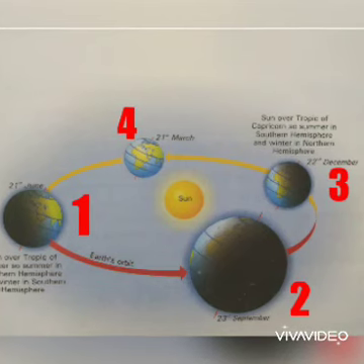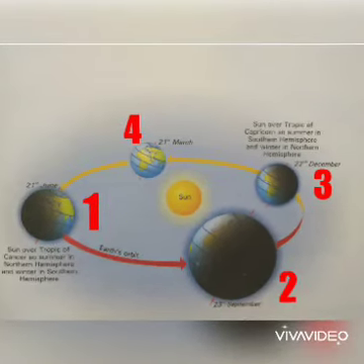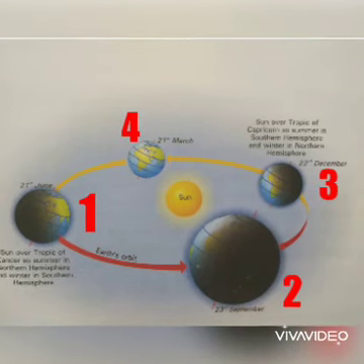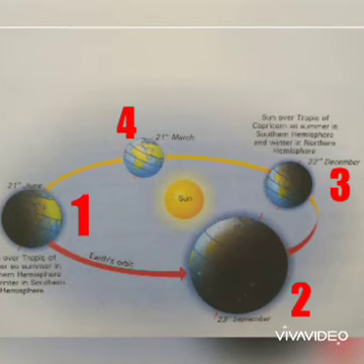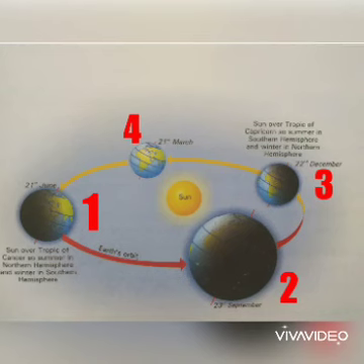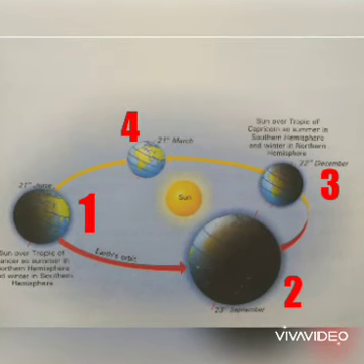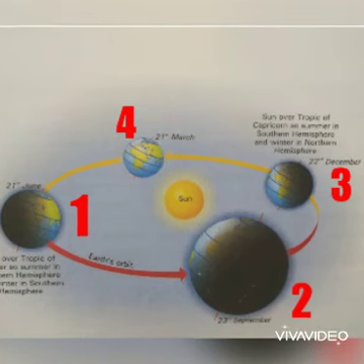Picture number 4 is showing the month of March, and in the month of March also both the poles, that is the north pole and the south pole, are at an equal distance from the sun. So in March there will be spring in the northern hemisphere and autumn in the southern hemisphere. So this is all about the topic revolution of the earth around the sun, and it is responsible for the changes in season. This is all for today.